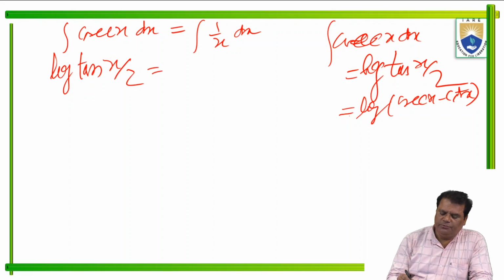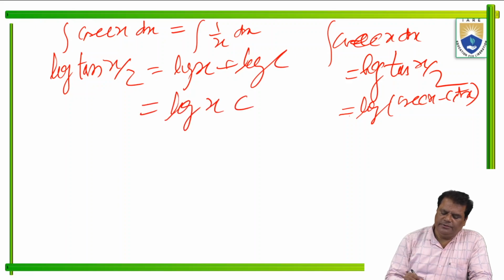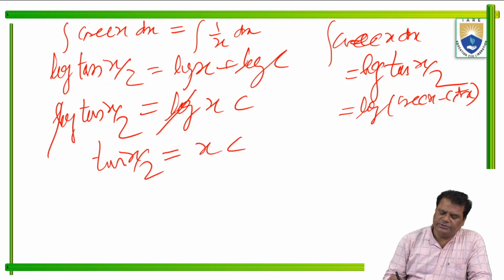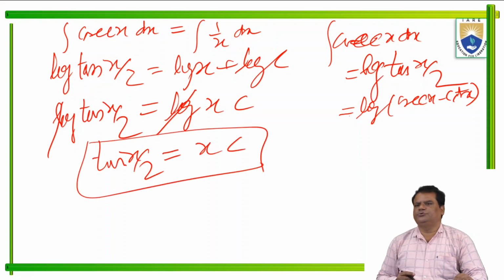So this is equal to log x plus log c, which is log xc, equal to log tan(v/2). The log is cancelled, so tan(v/2) equals xc. This is the solution of this question.